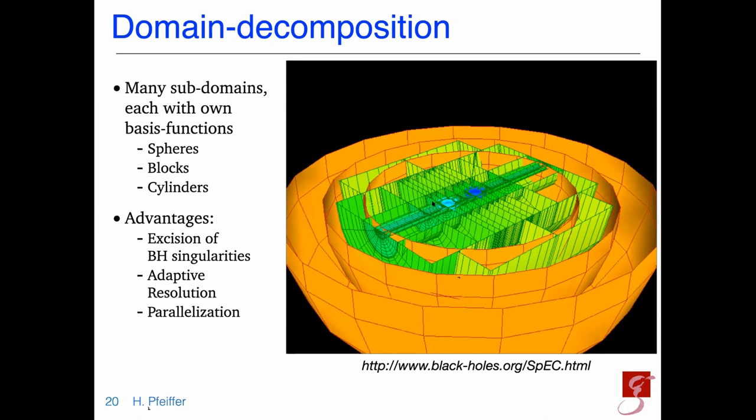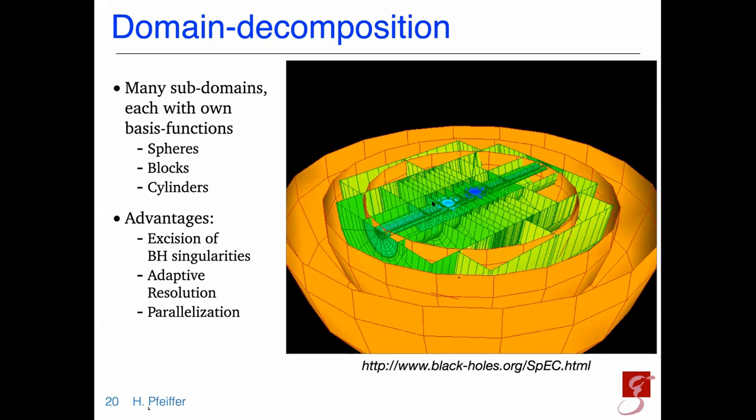One difference to discontinuous Galerkin is that in SpEC we use comparatively few domains, only about 100 or so, and push the expansion order very high, to about 30 or so in each dimension. That's very efficient. However, it limits parallelizability a lot, because we can only parallelize to about 100 cores or so, one per domain. In discontinuous Galerkin, the idea is to have a lot more smaller elements that can be distributed a lot more widely on processors.